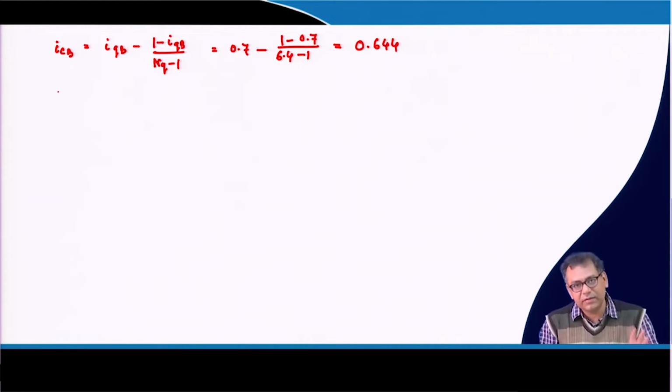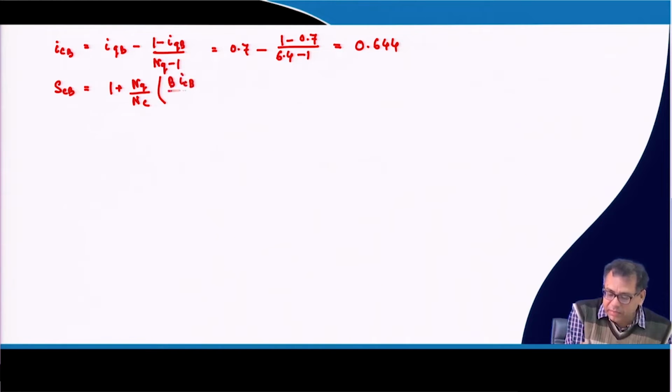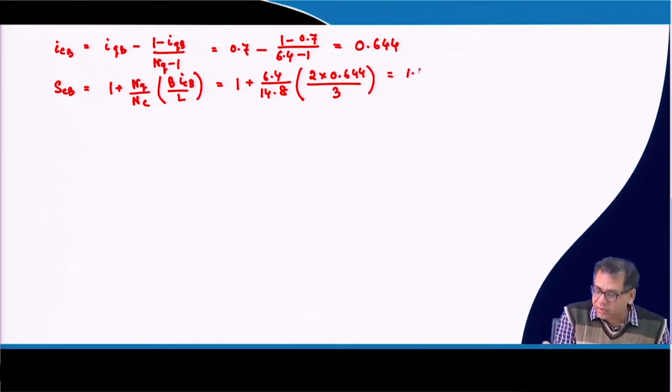Now, we have to modify our shape factors by using these inclination factors. As per Hansen, SCB is equal to 1 plus NQ divided by NC, into B ICB divided by L. So, this is 1 plus 6.4 divided by 14.8, B is 2, ICB is 0.644, L is 3. So, this is 1.186.